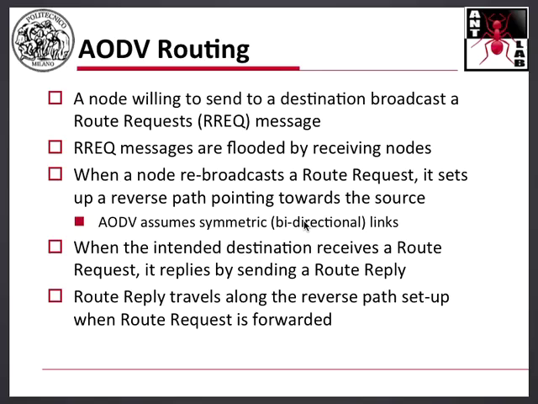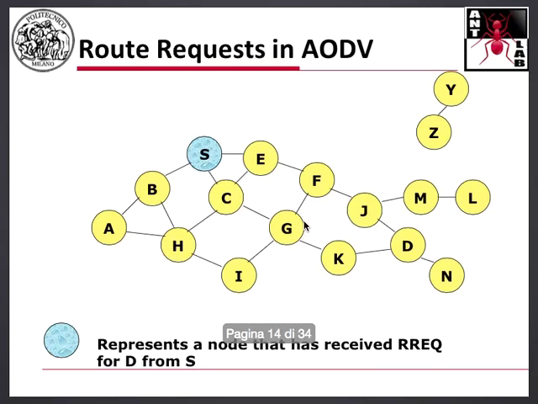Let's see an example. Suppose we have our source of information S here, and we want to send something to D, the destination. S does not know anything about D, so it does not know where D is. S can be either a source of information, so the information can be originated here, or it can be just a router which received the packet meant for D but does not know yet where D is. So it's a routing entity.